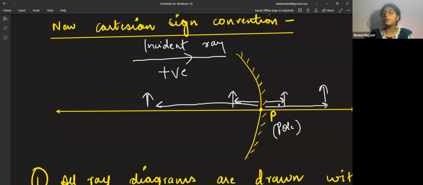Fine. Now regarding this... Yes, ma'am, understood. But why did you write incident ray as positive? That I'm telling. So this is how we take it: from the pole you move, you take that as the distance whenever you are performing the calculations.